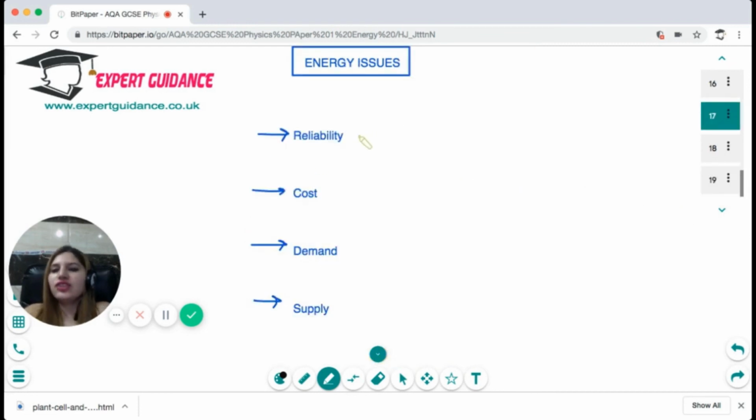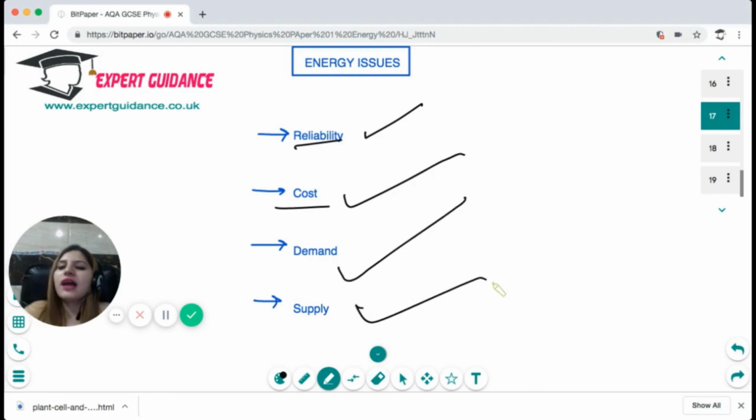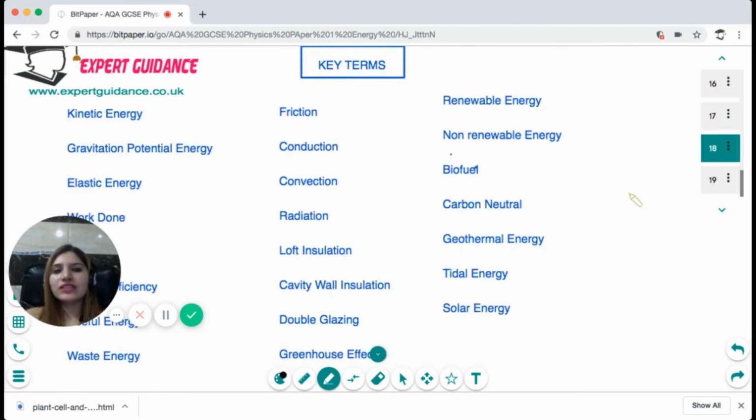Now, in energy issues, there are a lot of things we need to look over: the reliability of the energy source, what is the cost of generating it, what is the demand, what is the supply. So non-renewable resources are running out, but they produce energy very efficiently. On the other hand, all the renewable sources of energy have their shortcomings. Wind is not a reliable source. Geothermal energy, and tidal energy is again dependent on water, so they are not reliable. And solar energy is reliable, but it has a lot of cost and it takes a lot of time to pay back. So these are all the factors that we need to consider while considering energy issues.